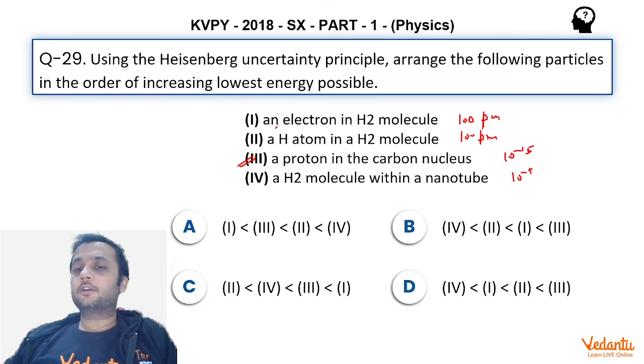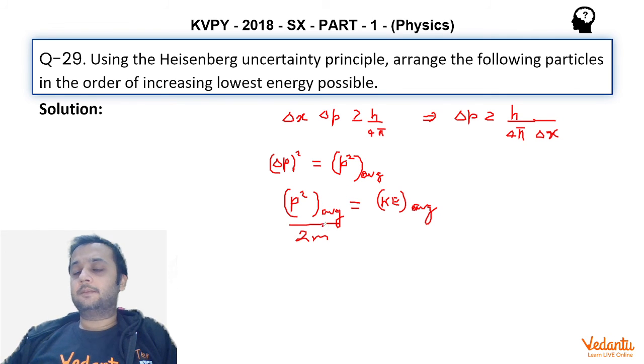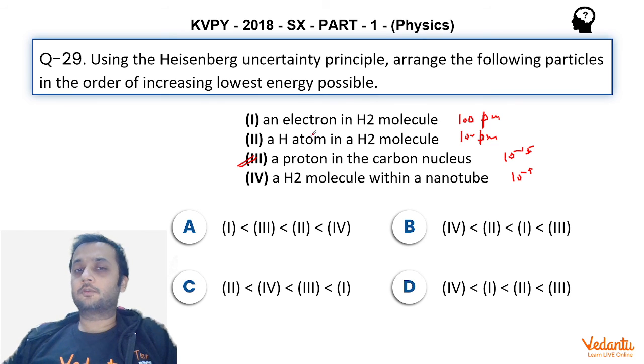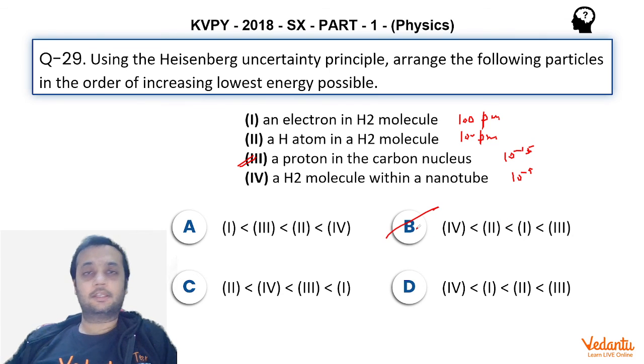Between the electron and the hydrogen atom in hydrogen molecule, delta x will be the same for both of them, but the electron has lower mass. If you go back to the relation, the particle with lower mass will have higher energy. So the electron in hydrogen molecule will have higher energy and the hydrogen atom will have lower energy. So the correct order will be 3, then 1, then 2, and then 4. If you see option B, 3, 1, 2, 4, this will be the correct answer for this question. I hope you have understood the solution. This was a very nice question. That's it. Thank you.